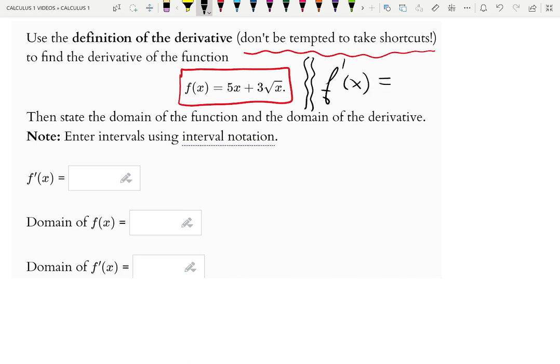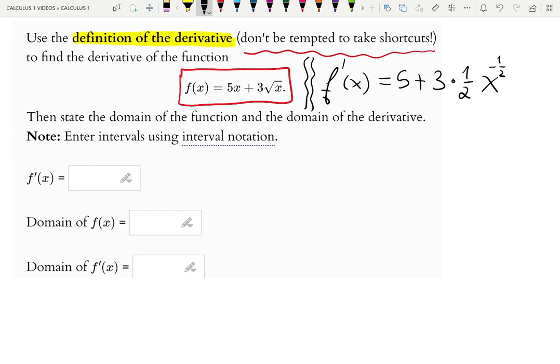The derivative of this function will be 5 plus 3 times 1/2 x to the negative 1/2. And I will not be explaining this right now since you'll be learning it later. This is only handy to check the answer. So on the test, if you are asked to use a derivative definition, but you use the shortcut instead, you will not receive any points, unfortunately.